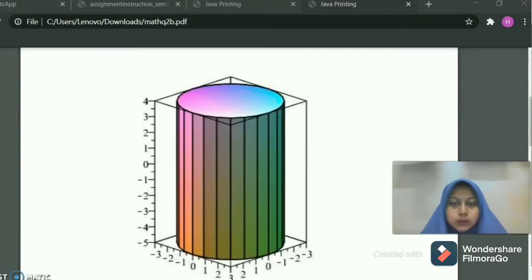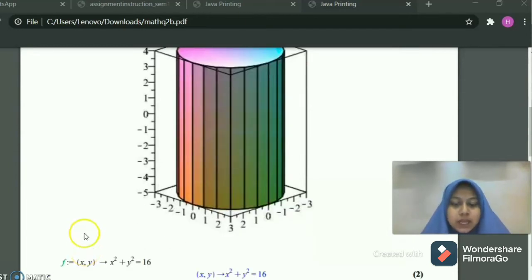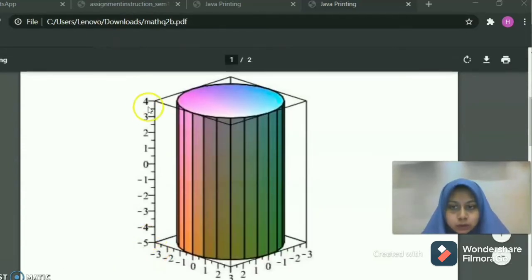For question 2b, we need to sketch the cylinder and its projection on a suitable plane. The equation was given. The first equation is x squared plus y squared equal to 16, and we know the radius is 4. And next, x equal to 4 and x equal to -5. Based on the equation, we can sketch the cylinder.